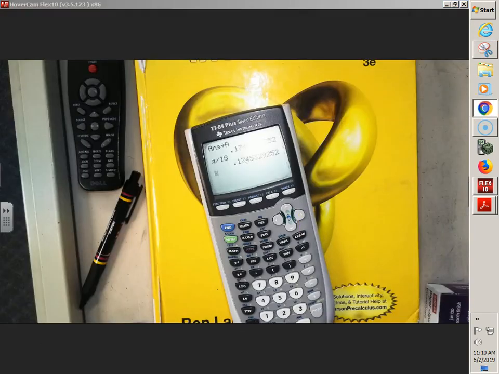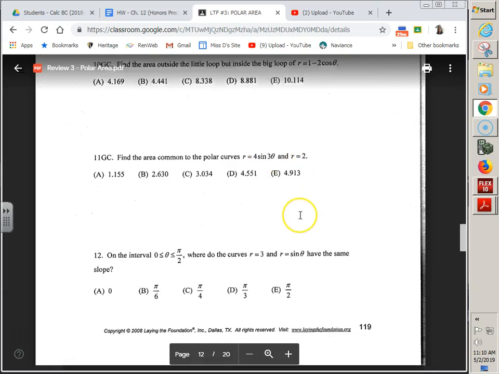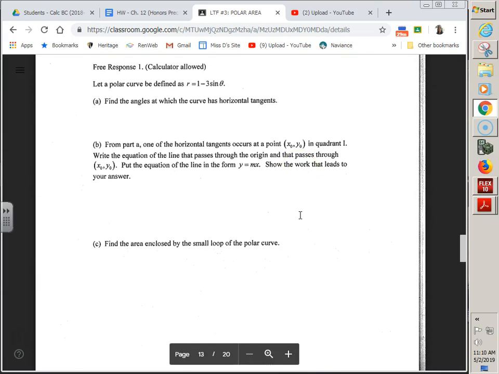Was there anything else in the packet as far as FRQs you guys wanted to see? Because I think we got through multiple choice. Which one? This one?